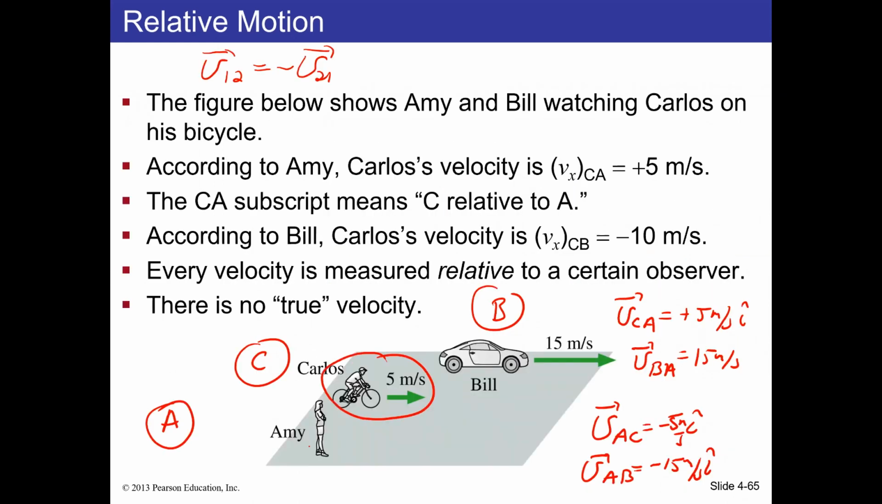Carlos moving to the right at 5 meters per second, Bill moving to the right at 15 meters per second. So then relative to Bill, Carlos is actually moving back at 10 meters per second because Bill is moving faster than Carlos. So it seems like Carlos is actually moving backward, at 10 meters per second.